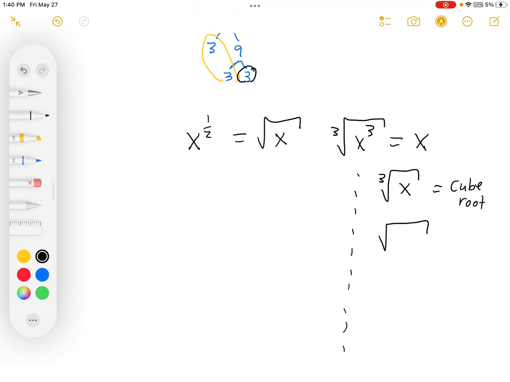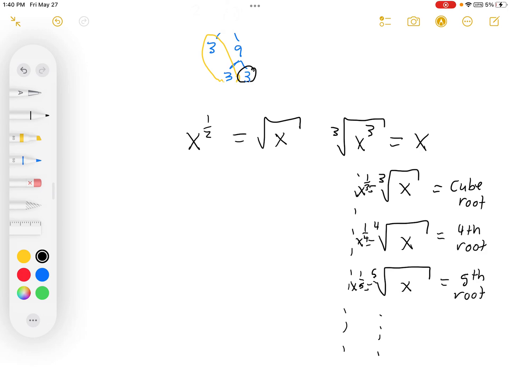You can have a 4th root, and so on and so forth. You can have any number here. So for example, this is a 5th root. And continue on just as many as you need. This is the same thing as x to the 1/3. It follows that this would be x to the 1/4. This would be x to the 1/5. And so on for whatever number that you need.